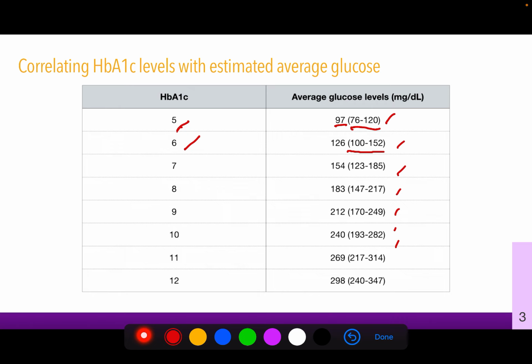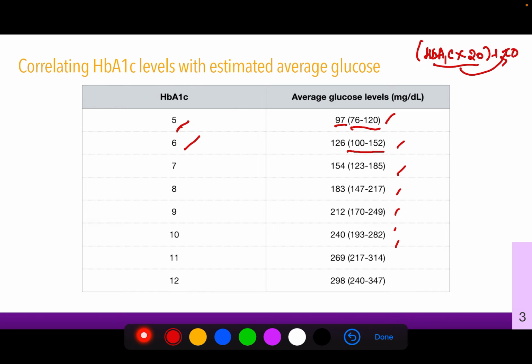So the formula will be: HbA1c multiplied by 20. So HbA1c into 20, and to the answer, add the same answer but without the 0, plus the same without 0.